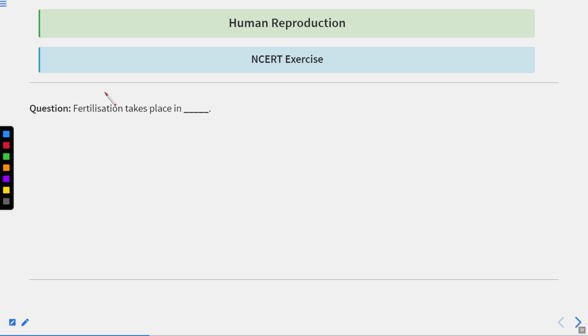Clear? Next question. Fertilization takes place in, what is the site of fertilization? Let's have a look at the answer. Fertilization takes place in the ampulla of the oviduct. Oviduct, this is also known as the fallopian tube.